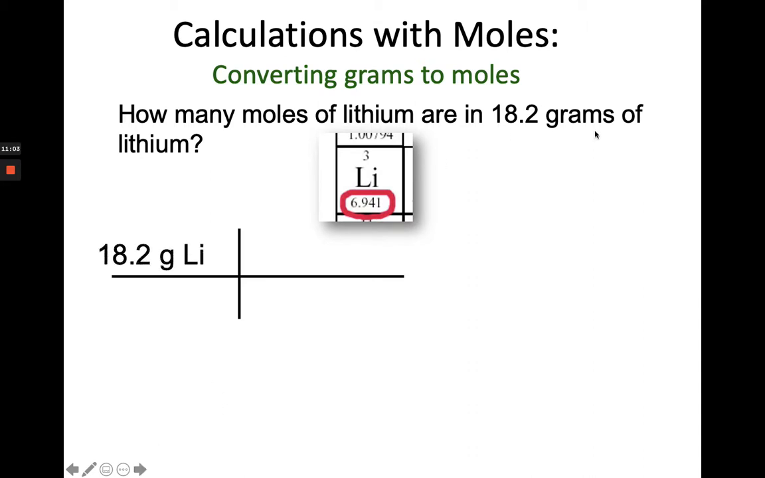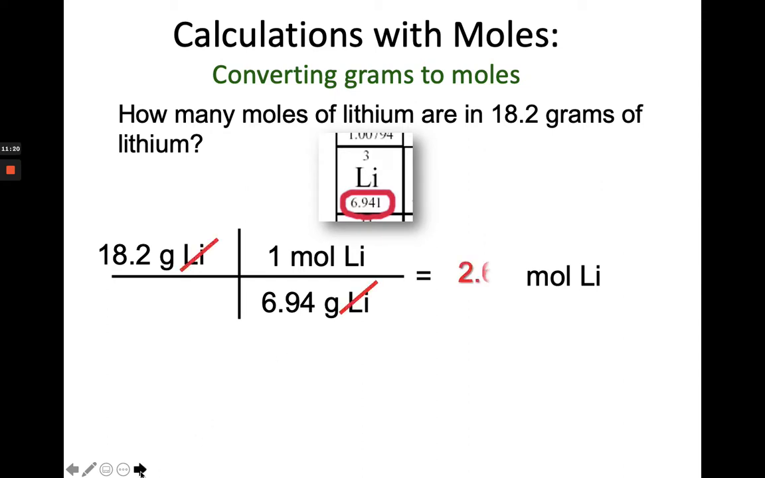Start with the number, which is grams. What are we going to? We're going to moles. And we want to think moles of lithium. So we know we're going to use our conversion factor and arrange it so that grams cancel. Now, since this is down below, that means we're going to do a division. And that means that we have 2.61 moles of lithium.